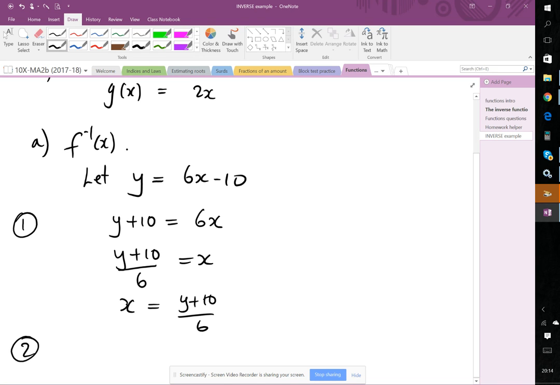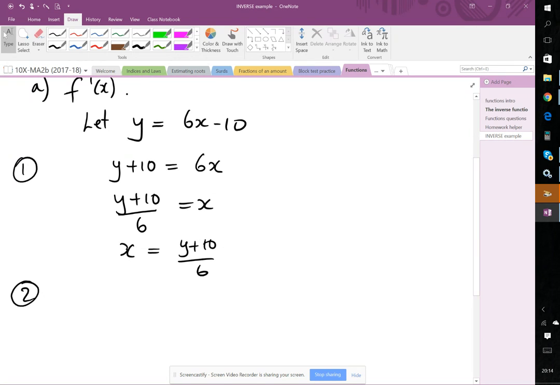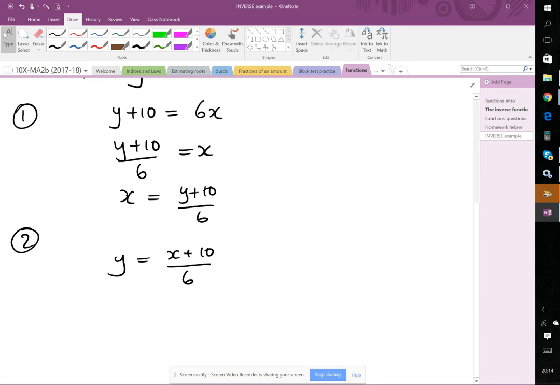Now, the second step in your notes was to change the x's for y's and the y's for x's. So this x becomes a y, and this y becomes an x. Because remember, the inverse is the reflection in the line y equals x. And the final step was to write our desired inverse function to be the right-hand side of this, which is x plus 10 over 6.